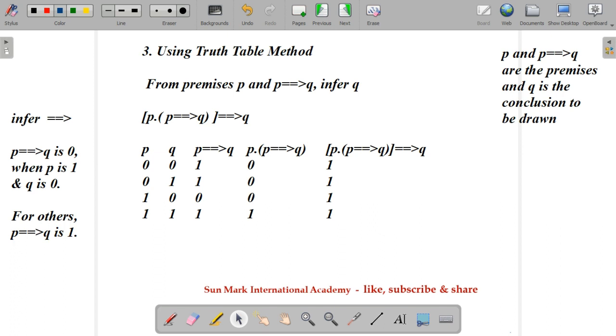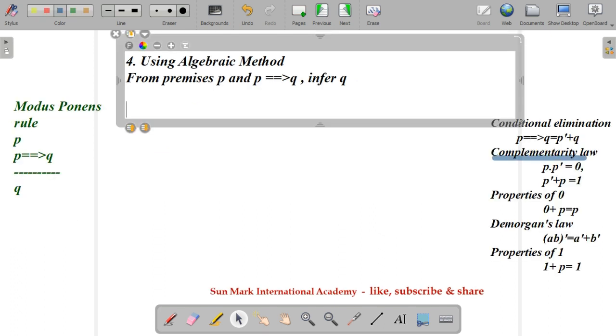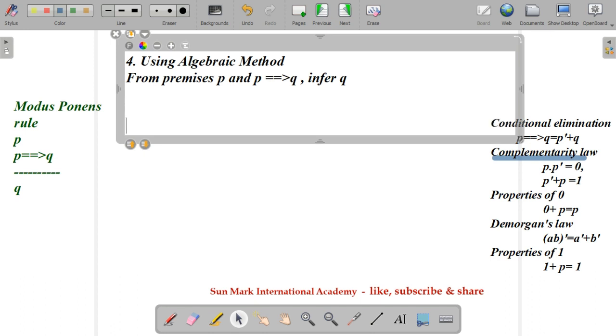modus ponens. Next is using the algebraic method: from premises P and P implies Q, infer Q. The same question that we discussed using the truth table, here we are using the algebraic method. So the statement is P dot, P implies Q. Infer is also indicated as implies, so the whole implies Q. So the statement is P dot, P implies Q, the whole implies Q.